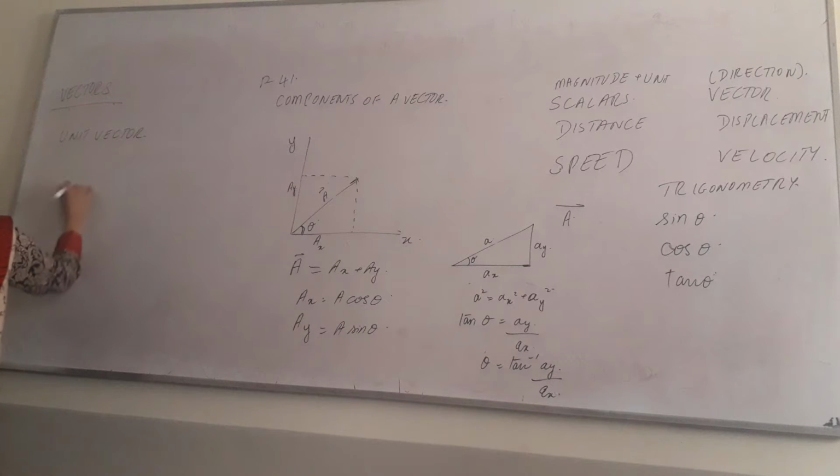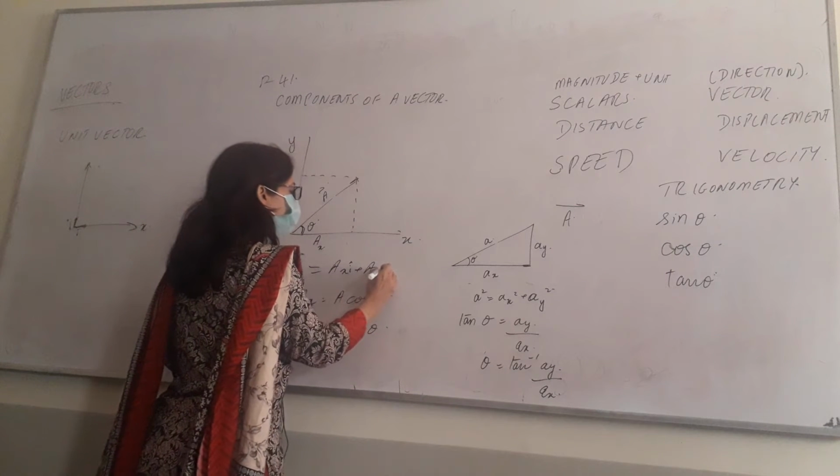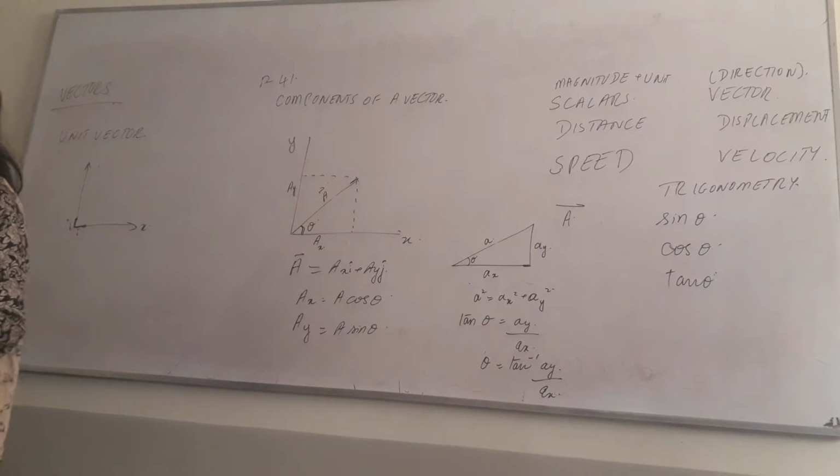These are defined in terms of the axis. For example, along the x-axis the unit vector is i, along the y-axis the unit vector is j, and along the z-axis, if we have 3 axes, it will be k. So i, j and k. In this case we will have ax i, ay j, and if we have 3 components then the last one will be multiplied by k.